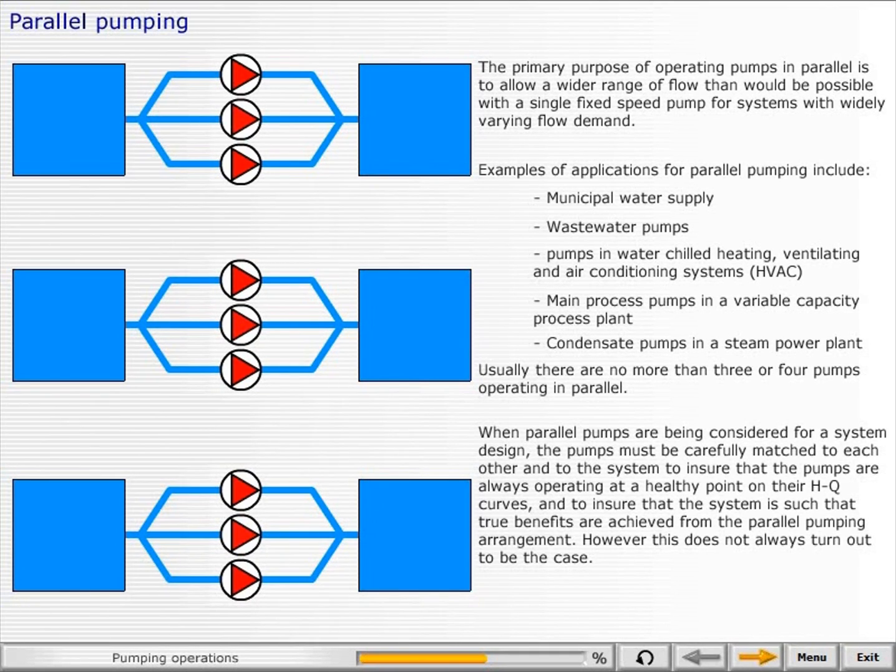When parallel pumps are being considered for a system design, the pumps must be carefully matched to each other and to the system to ensure that the pumps are always operating at a healthy point on their head-to-flow curves, and to ensure that the system is such that true benefits are achieved from the parallel pumping arrangement. However, this does not always turn out to be the case.